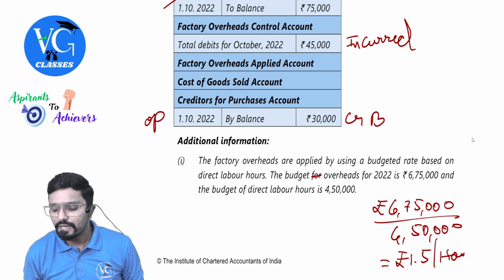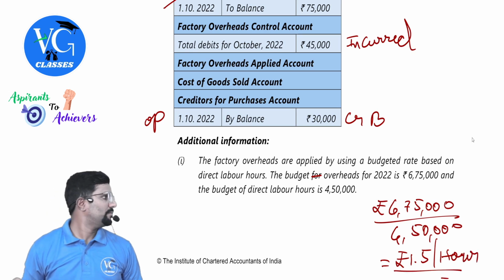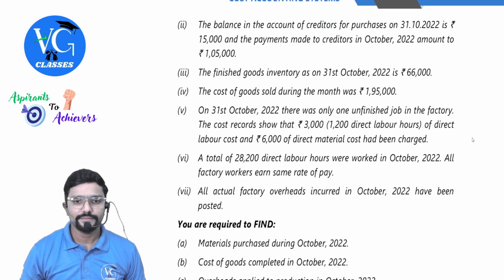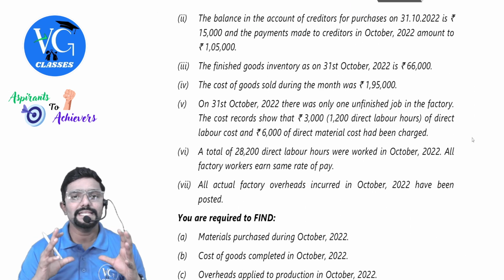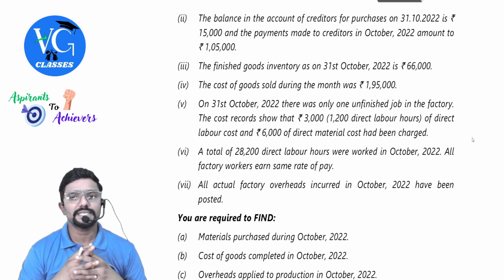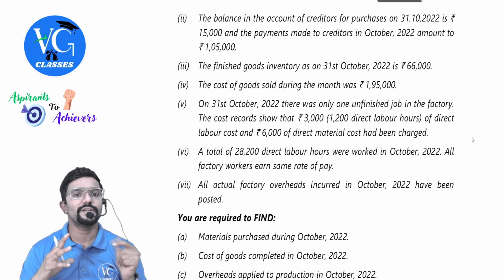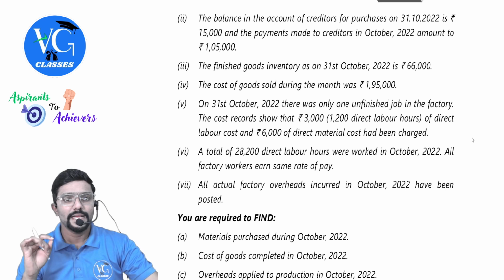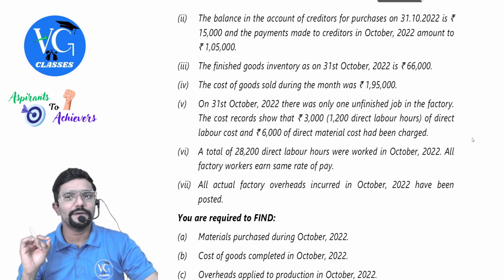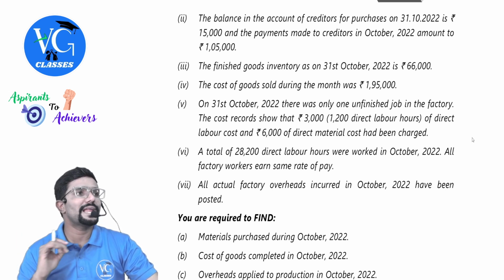1.5 per hour, or per labor hour. The balance in the creditors account for purchases on 31st October is 15,000, the closing balance of creditors. And payments made to creditors in October 2022 amount to 1,05,000.